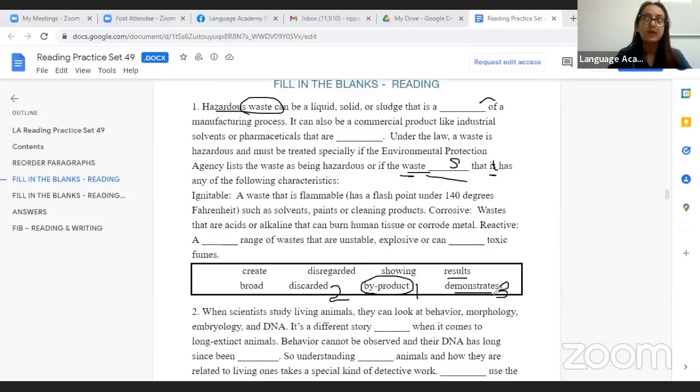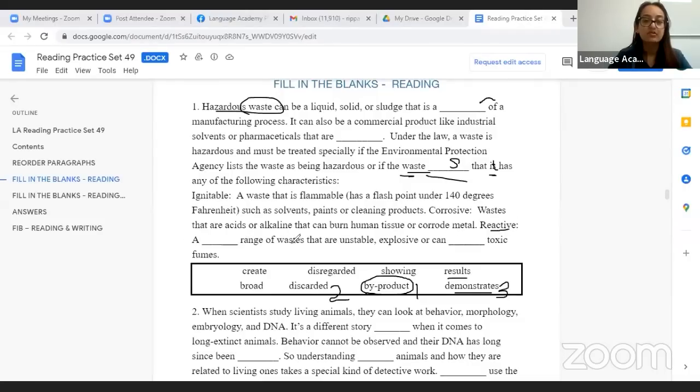Demonstrates means if the waste shows that it has any of the following characteristics, which are: ignitable, a waste that is flammable, it can catch fire; corrosive, waste that are acids or alkaline that can burn human tissue or corrode metal; reactive, what is that?